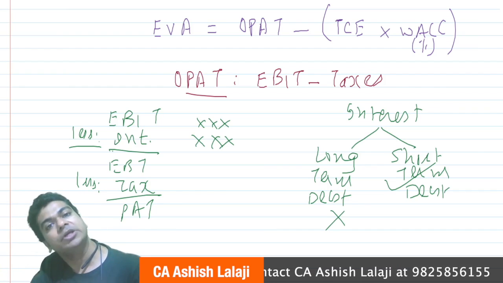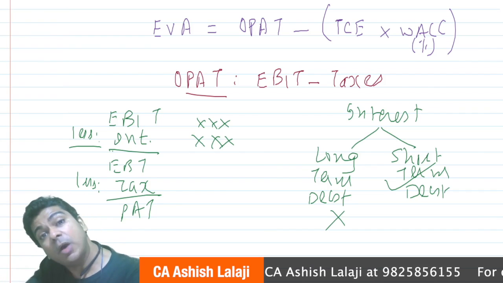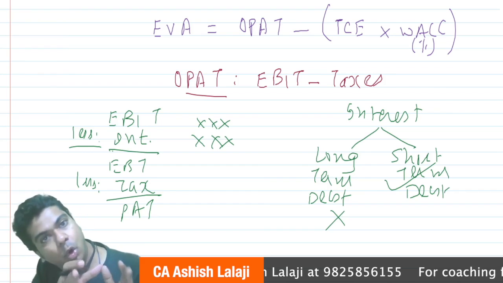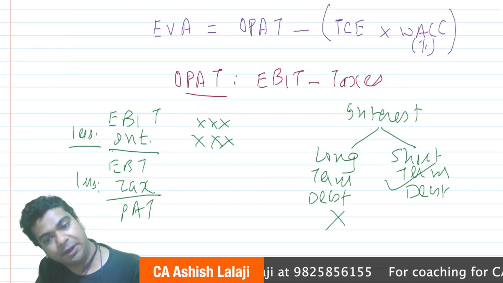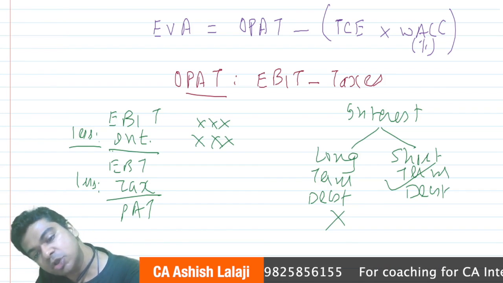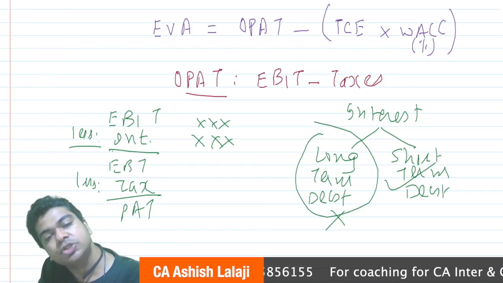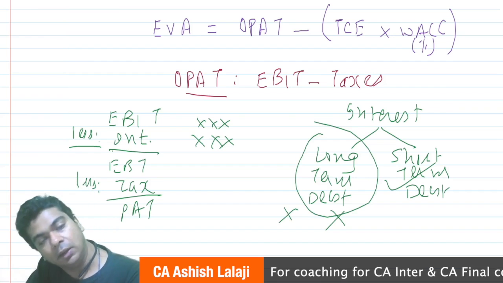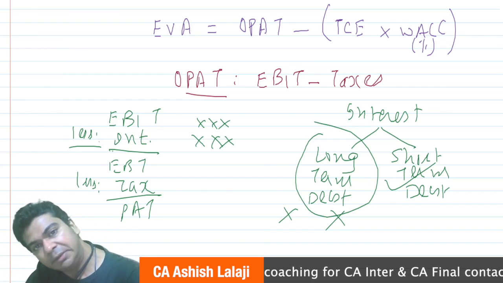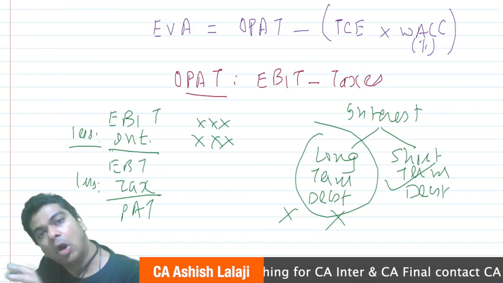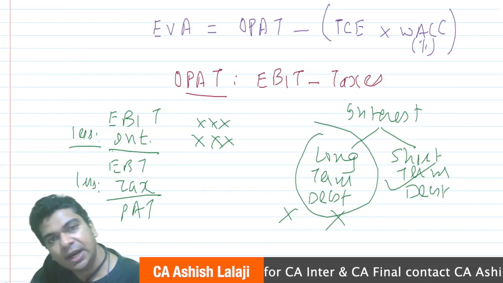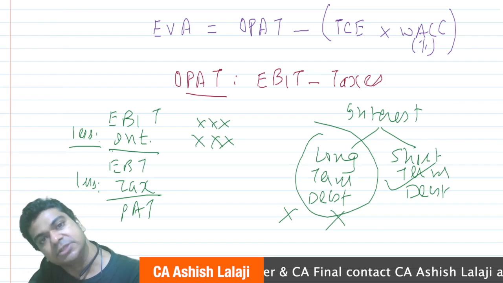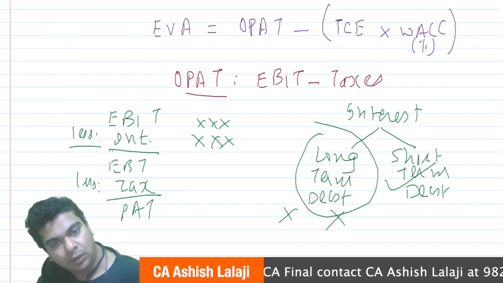But let us say you have issued 10-year bonds, or 15-year debentures, or you have taken a long-term loan, and on that you are paying interest. These are interest on long-term debt, and interest on long-term debt should not be deducted. Getting it? So deduct the interest on short-term debt. Do not deduct the interest on long-term debt. Once you have done that, deduct the tax straight away, and whatever answer you get is your OPAT.